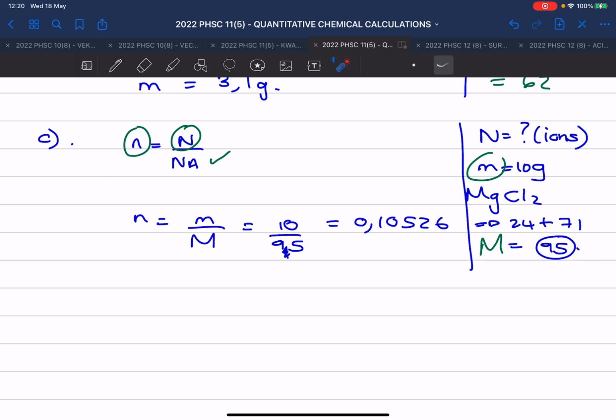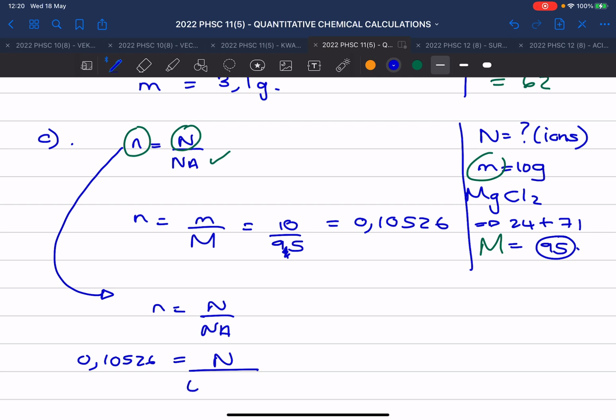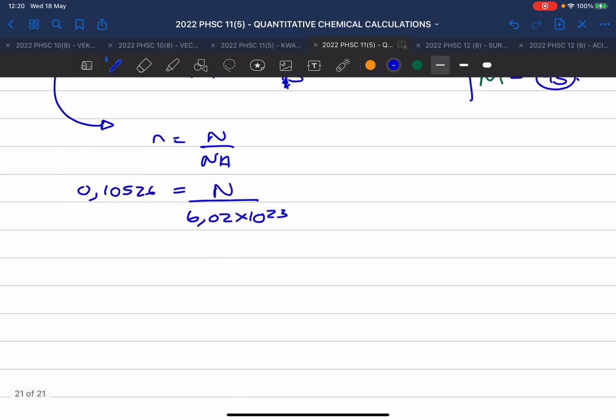What was the question? The question was the number of. So now we're going to take that formula. N is n over NA. So the mole is 0.10526. We want the number of, and that is times Avogadro's constant that you'll find on your data sheet. So you get the number of to be what?